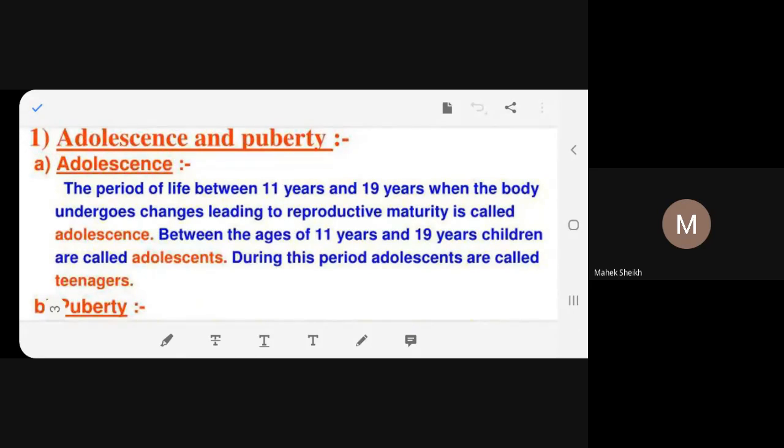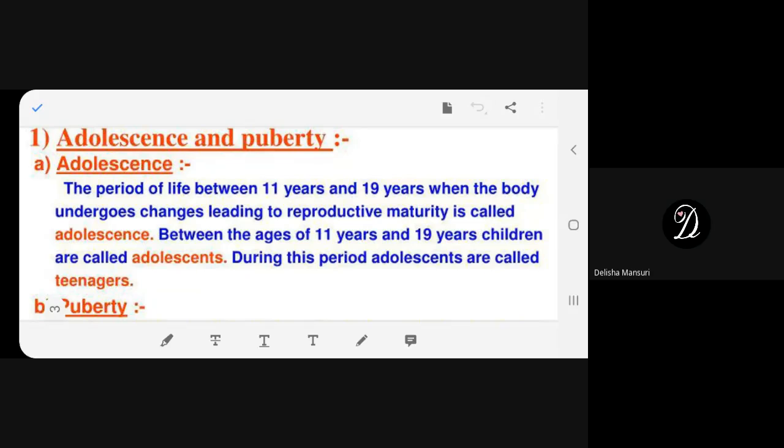Adolescence period. Exactly. So, you are called adolescent. What else are you called, beta? Teenagers. So you all are teenagers. You all are adolescent. Why? Because you are in the adolescence period. That means the body is changing towards attaining maturity. Which maturity? Reproductive maturity. This is what is called adolescence. Any problem, beta? No, ma'am.